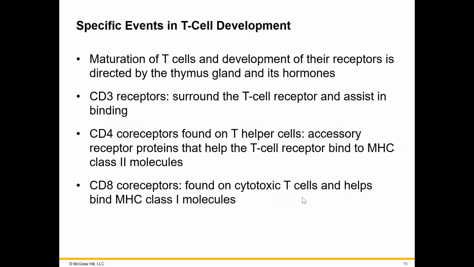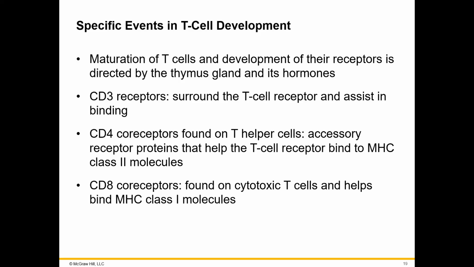Now, looking at stage 1, which is the development of lymphocyte diversity, the first thing we're going to look at is specific events that are happening in the T cell development. So the maturation of most T cells and the development of their specific receptors is directed by the thymus and its hormones. Other T cells reach full maturity in the GI tract.